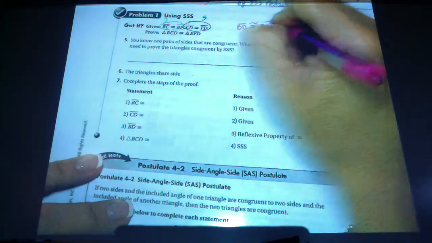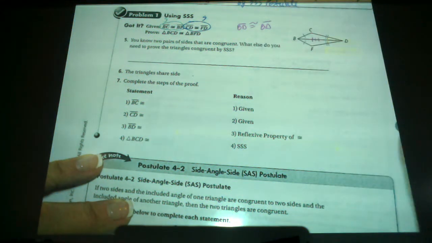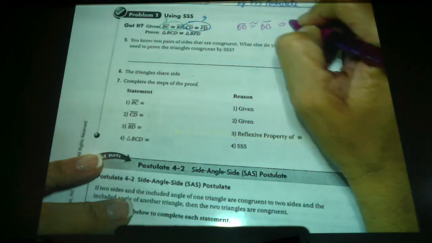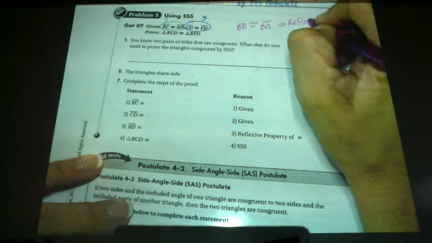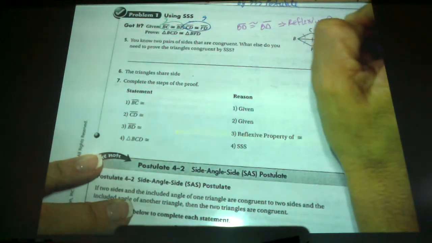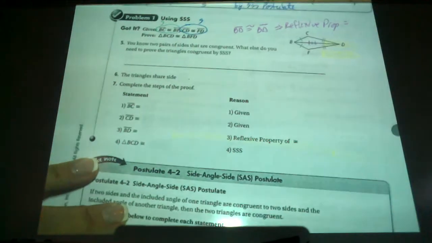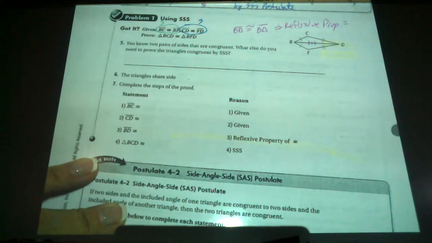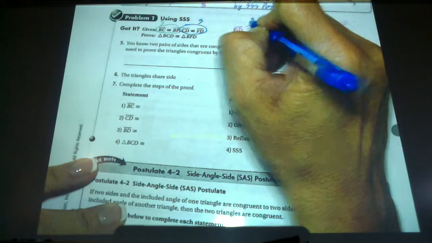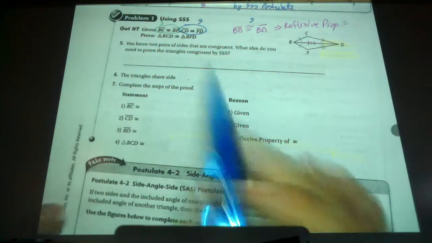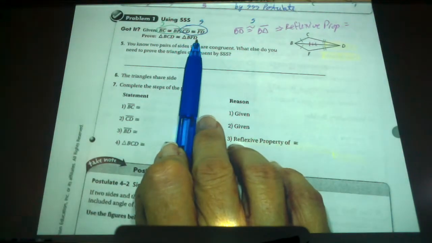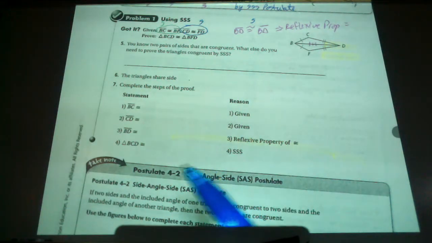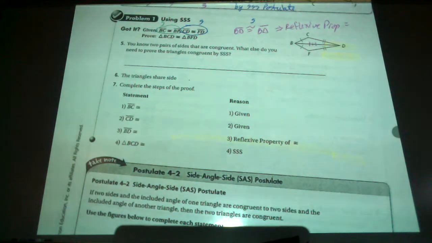This is my pre-proof planning. Why? This would be the reflexive property. And then this is going to give me my third what? S. So now I have SSS. Immediately I can prove that the triangles are congruent. So that's what I'm looking to do in my pre-proof planning. I'm trying to find that SSS.